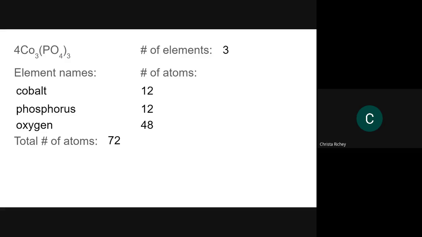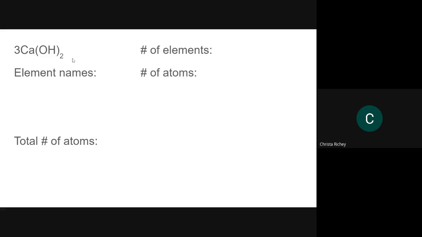This is more multiplying to figure out how many of each element you have. I didn't even proofread the Google slide that she made for the assignment. I need to go back and do it.